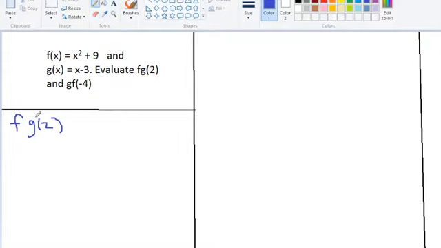first thing we need to do is evaluate g of 2. We are using the g function and we are substituting 2 instead of x. So 2 will now replace x in the g function. That will result, instead of x subtract 3, we will have 2 subtract 3, which is 2 take away 3, which is negative 1. Okay, so we have negative 1 as our value for g of 2.